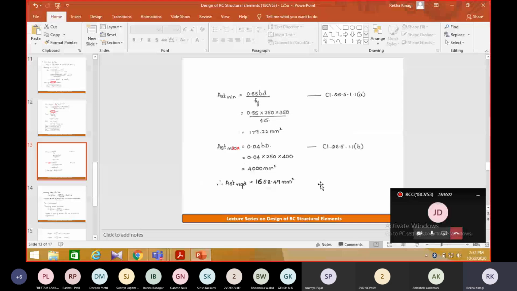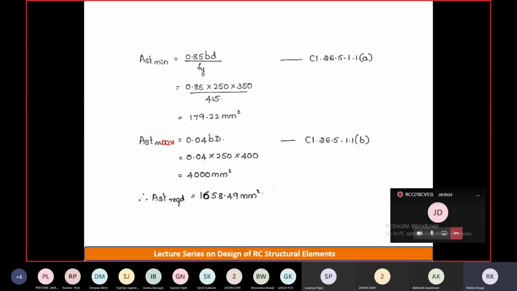So AST minimum we are going to calculate using the equation AST minimum is equal to 0.85 BD divided by Fy, and AST maximum is equal to 0.04 times B into capital D, that is the overall depth.